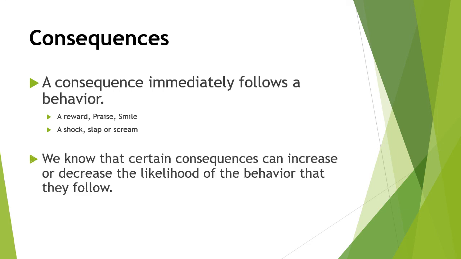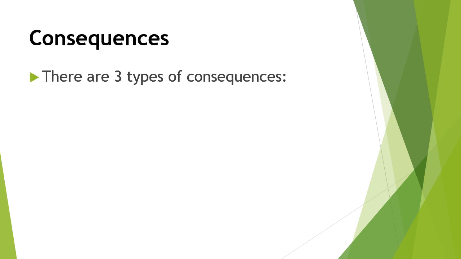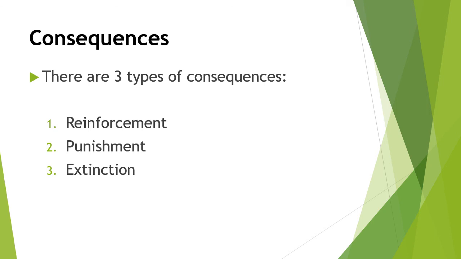We know that certain consequences can increase or decrease the likelihood of the behavior that they follow. In other words, we know that what follows the behavior can increase or decrease it. There are three types of consequences: reinforcement, punishment, and extinction.